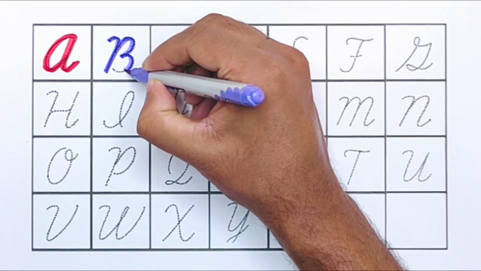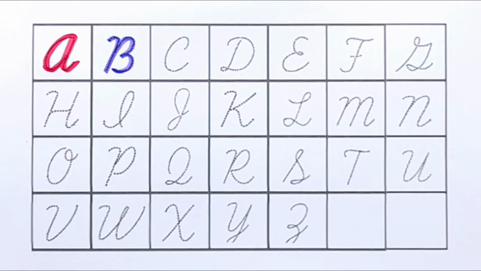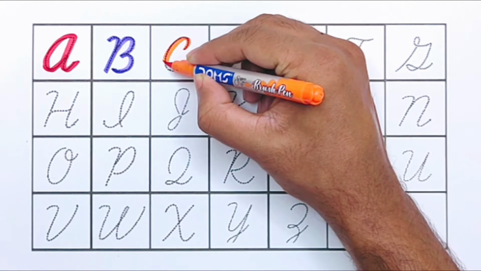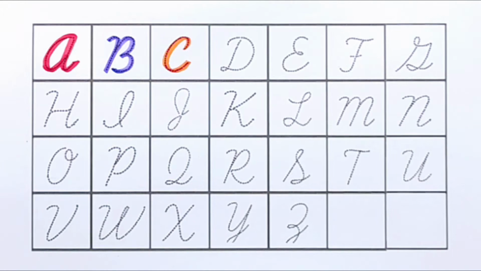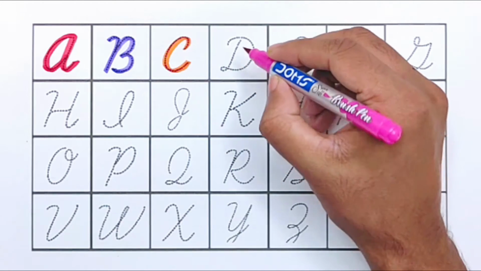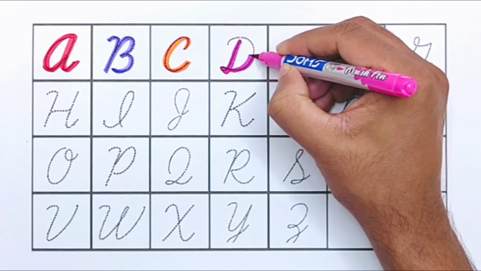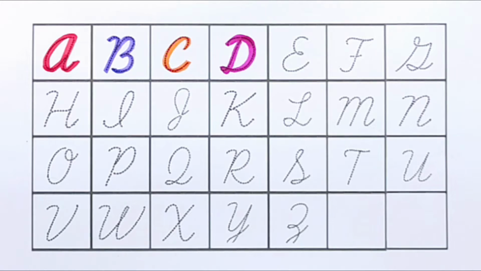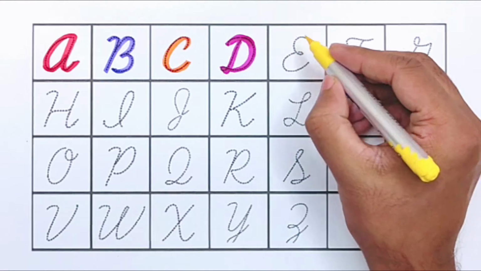B for bus, orange color. C for capsicum, pink color. D for dolphin, yellow color.